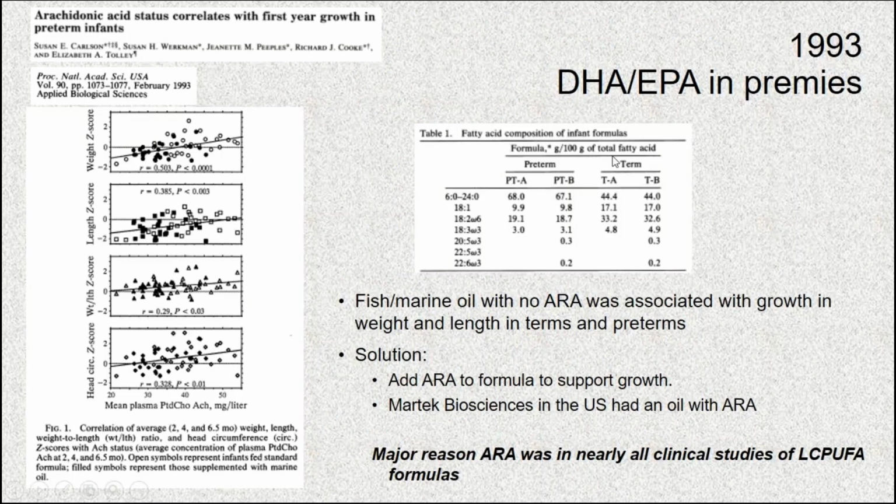So if we ask the question, why is arachidonic acid in formula? It all is traceable to a 1993 study by Susan Carlson, published in the Proceedings of the National Academy of Sciences, where she fed DHA and EPA only to preemies, and she found a difference in growth. And that seemed to be related to arachidonic acid related growth. It's not clear that played out.